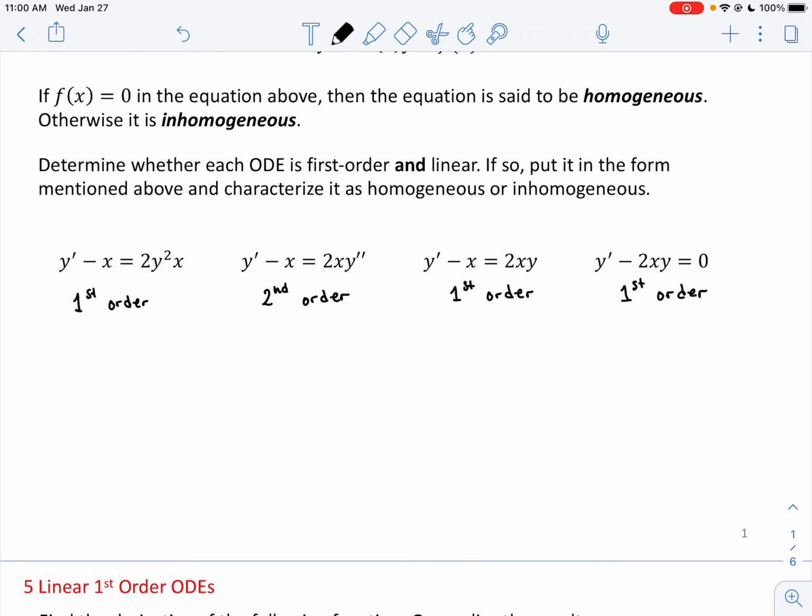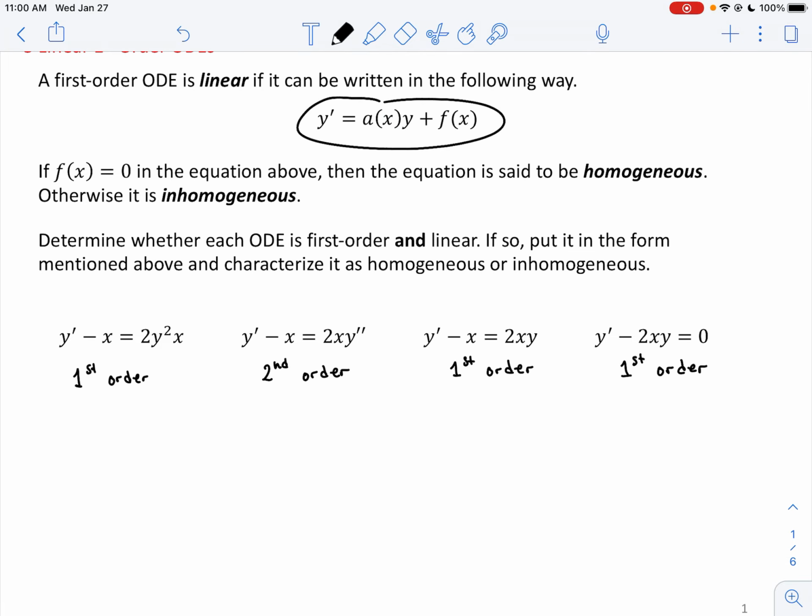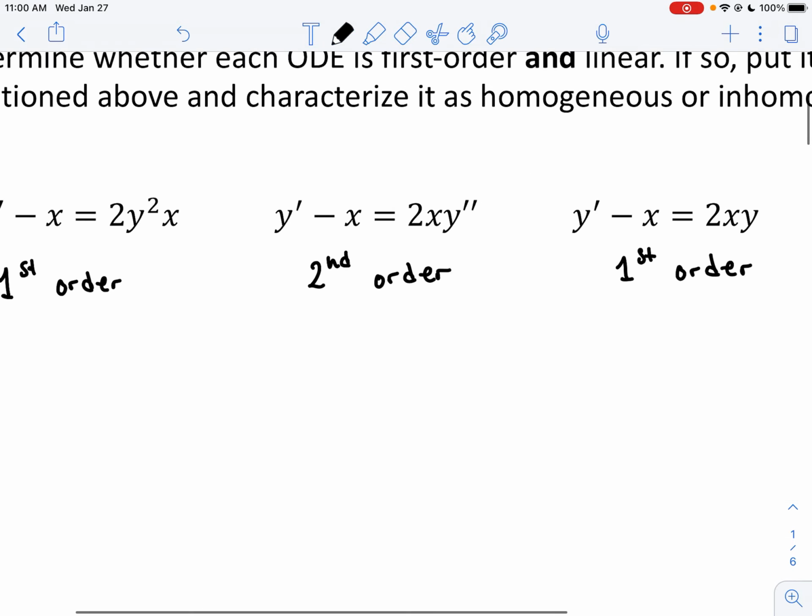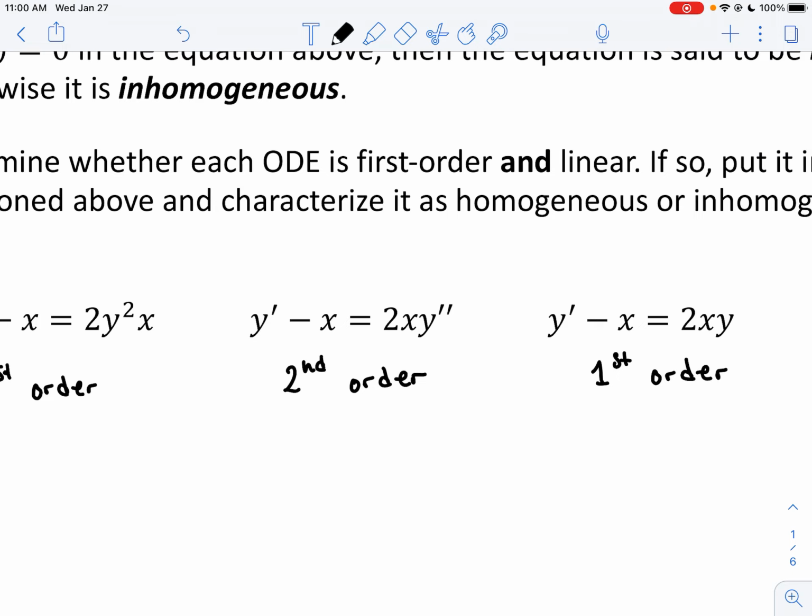Next, to determine whether the differential equation is linear, I'm going to go ahead and try to put it into this form that you see right here, and then we'll assess whether it's linear or not. So I'm going to isolate the y prime part. And I'm not going to bother doing this for the second order, because we're only interested if it's first order and linear, so this one is already sort of disqualified. Can't be both.